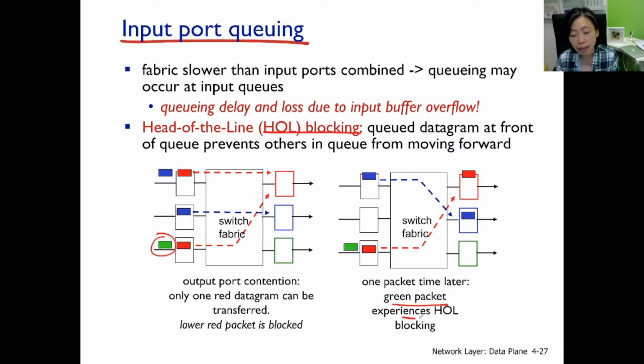Green packet here is experiencing head of line blocking, head of line queuing, because other packets such as the green one are blocked by the red packet at the front. Okay? And somehow the output port is not accepting multiple packets coming in at a time.